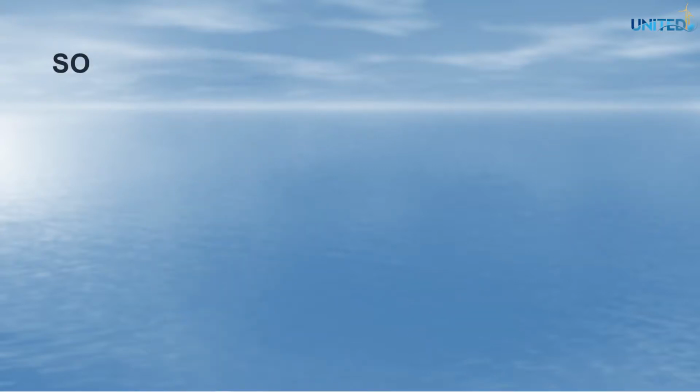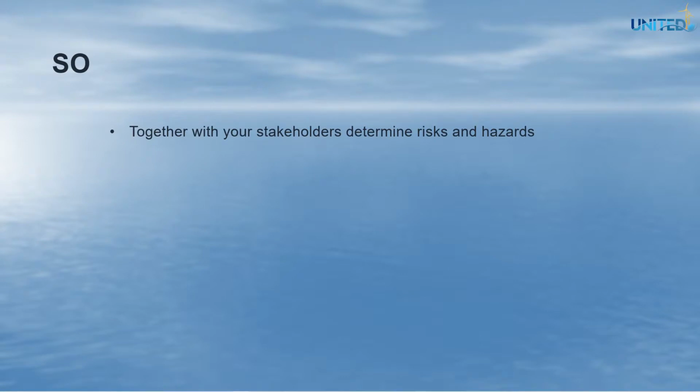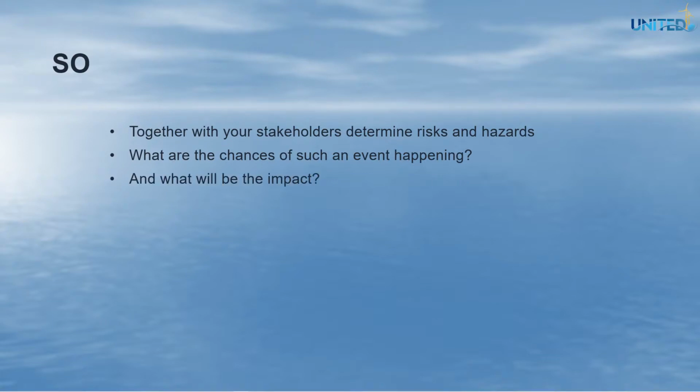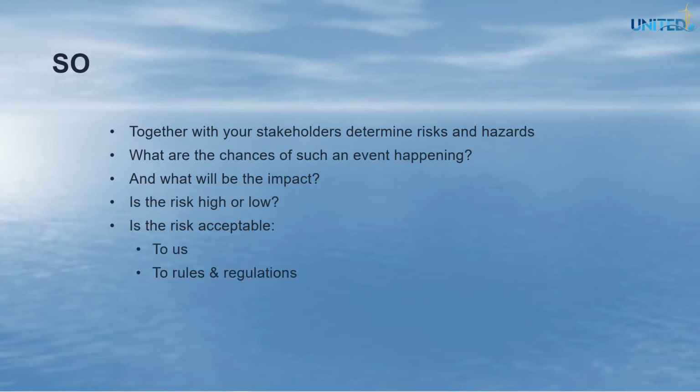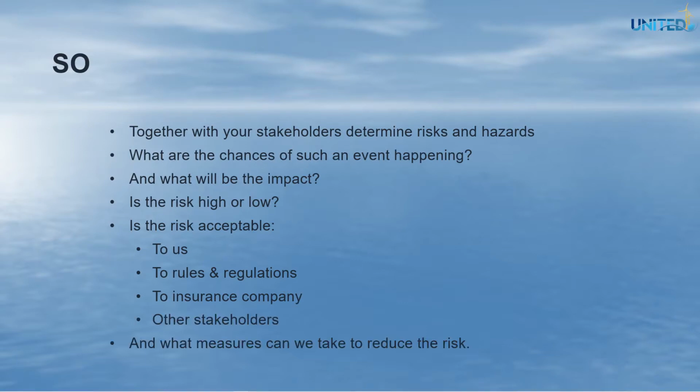So in summary, together with your stakeholders, determine risks and hazards. What are the chances of such an event happening? And what will be the impact of the event? Is the risk perceived as being high or low? And is the risk acceptable to you, to the other in the multi-use, to rules and regulations, to the insurance company, or any other stakeholder? And what measures can we take to reduce the risk?